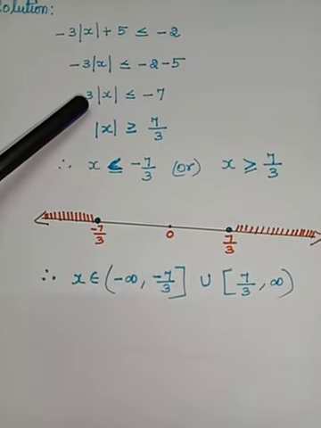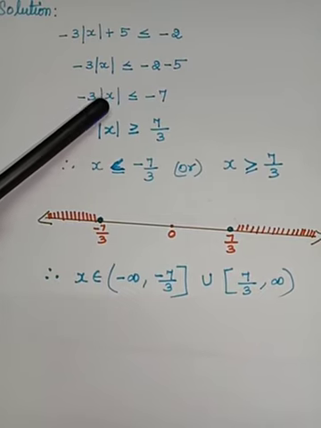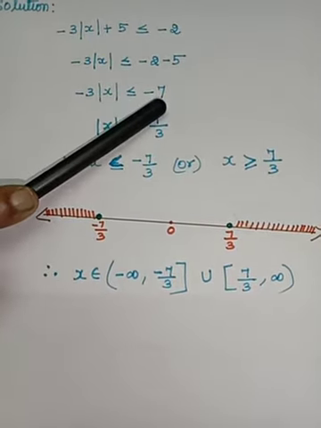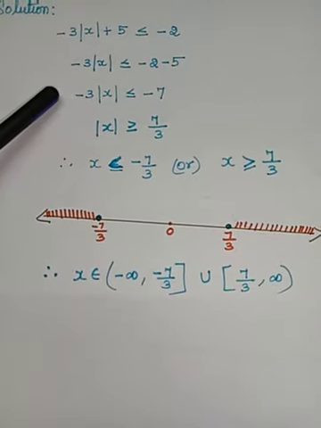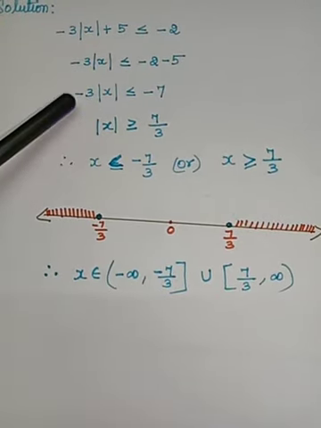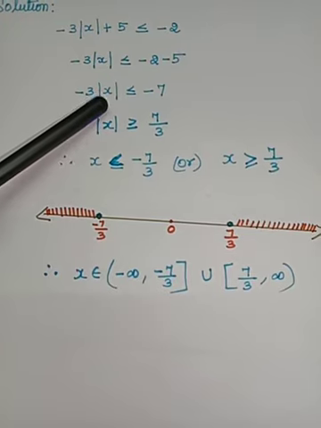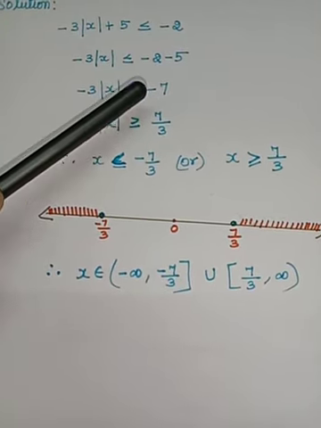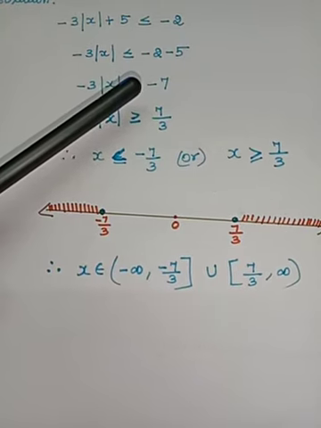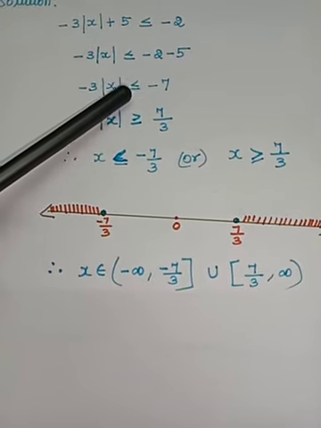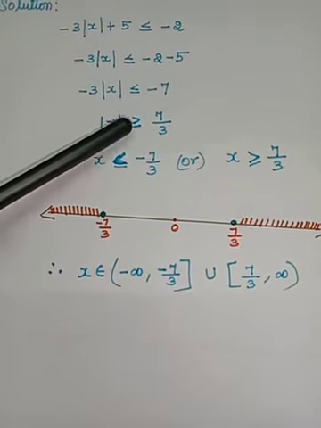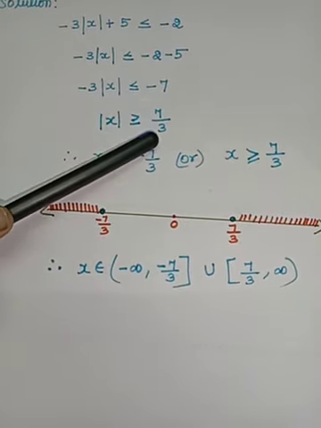So, what has to come? 3 modulus of x greater than or equal to 7. I didn't write the step. You see that? First I divided by minus. So, 3 modulus of x greater than or equal to 7. If you divide by minus on both sides, the inequality will change. So, next step, modulus of x is greater than or equal to 7 by 3.